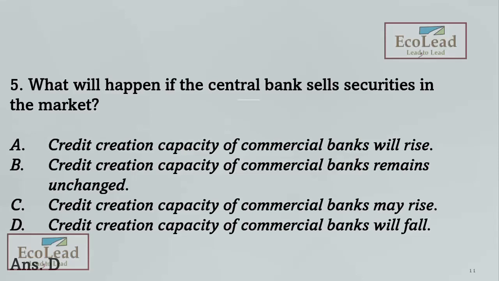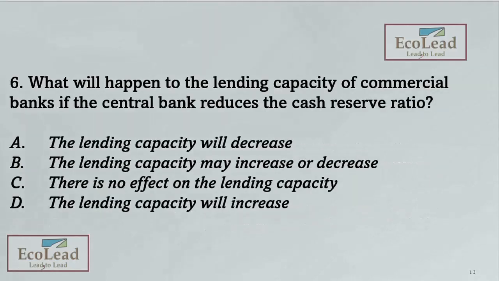Now in this case option A is not correct because it is telling the opposite. Credit creation capacity of commercial banks remains unchanged. No, commercial banks will definitely buy some of the securities that will be offered by the central bank. Option C is telling that it may rise. This is also the incorrect option. So option D is the right one. Let us move to the next question.